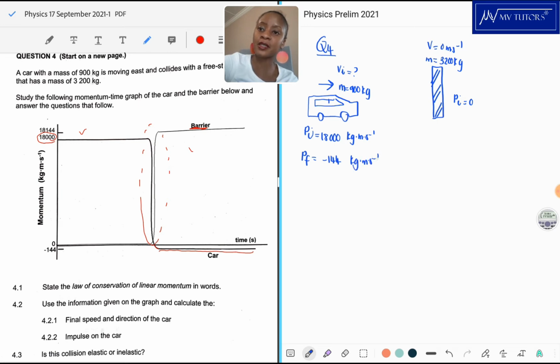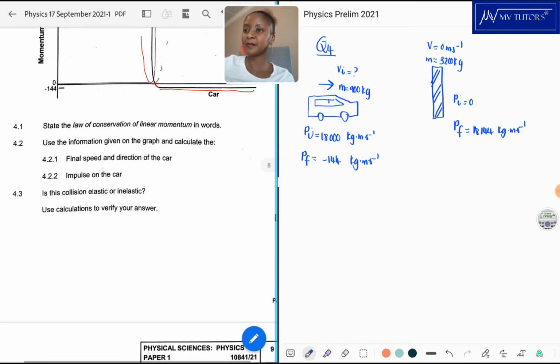kilogram meters per second. And on the other hand, the barrier, it did move, or else the momentum would still be 0. So it increased rapidly from 0 all the way to 18,144 kilogram meters per second. You can see there was an exchange of momentum from the car to the barrier. So now let us get to the questions.